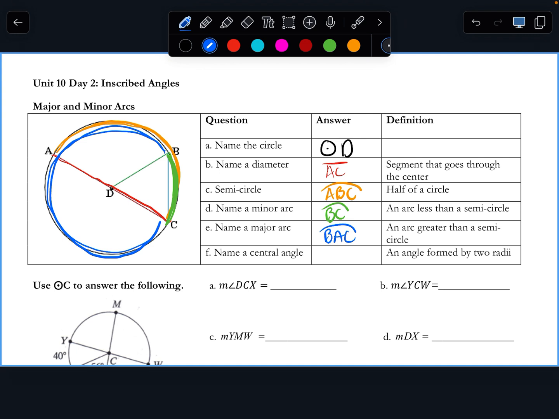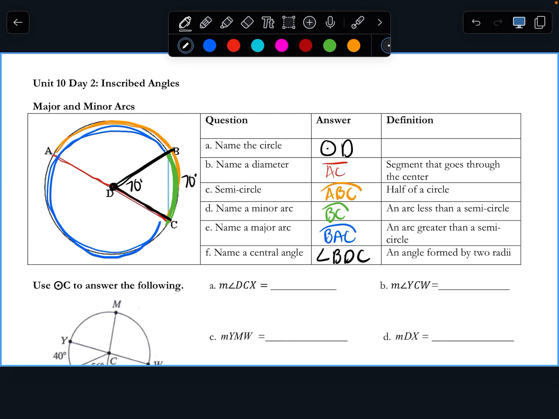Okay. Then a central angle is an angle in the center. Groundbreaking. Okay. So center angle. Get it? Okay. So angle BDC is a central angle. It's an angle formed by 2 radii where the vertex is in the center. Fun fact, if this arc is 70 degrees, so is its central angle, the same. Okay.